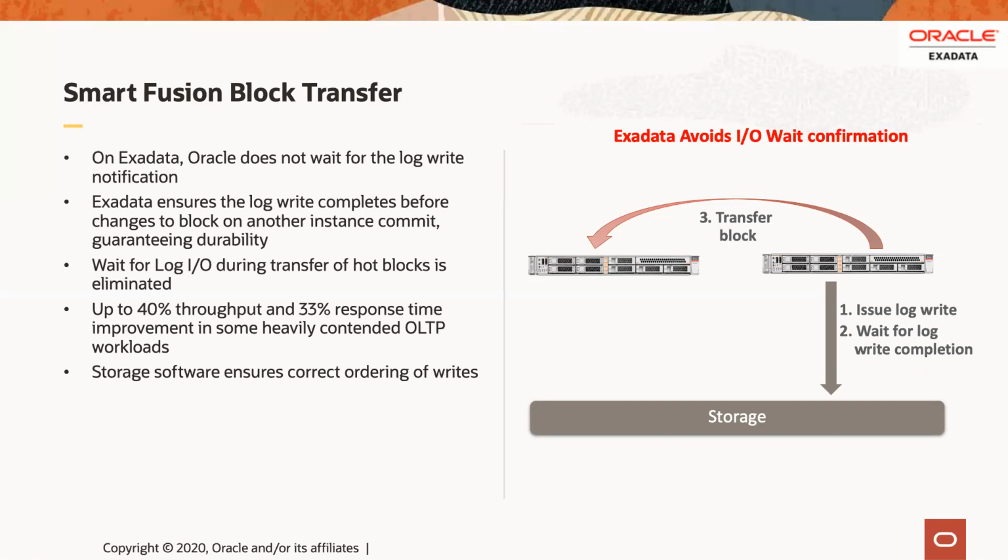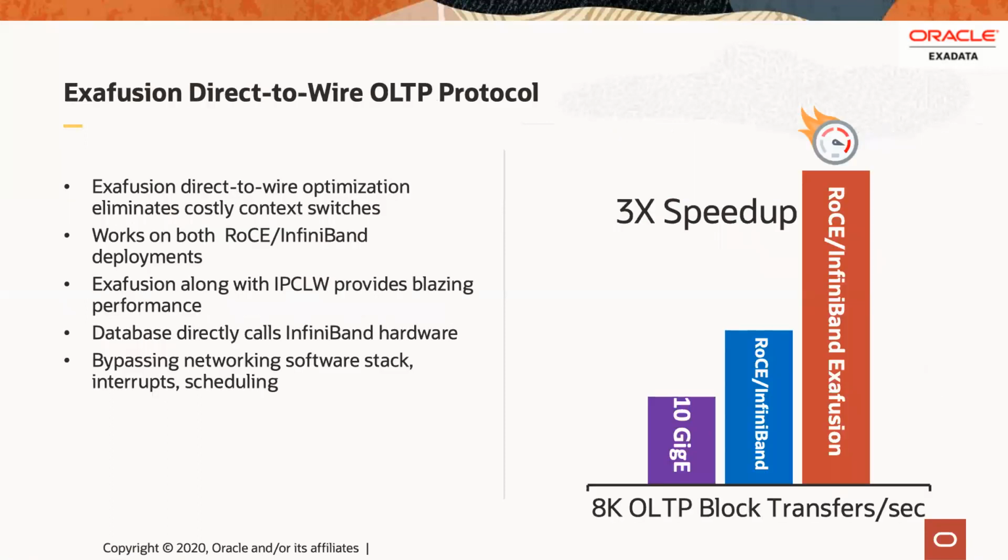You would say, Anil, how much improvement do we get? Well, we have seen 40% improvement in throughput, about 33% improvement in OLTP contention with just this feature. So you can see this IO wait completion is a big deal. I talked about RDMA. Now, this is one thing which is really important.